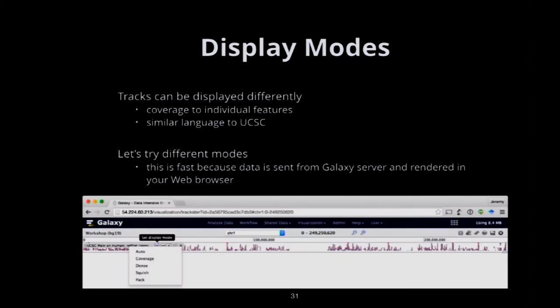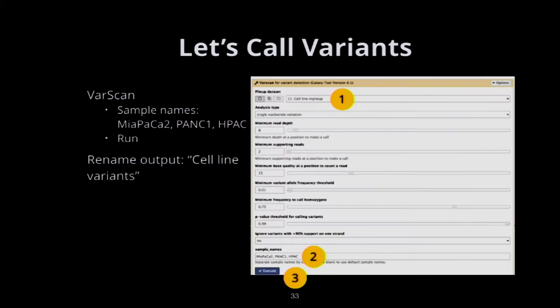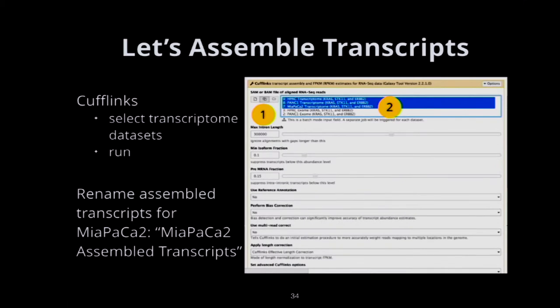We can look at our tracks with different display modes, so we can expand things. We can see a packed version or all the different features at once. So let's add another feature. We're going to do some variant calling. So one of the variant detection tools in Galaxy is called VarScan, and this is going to take alignments back to the genome and try and assign variants.